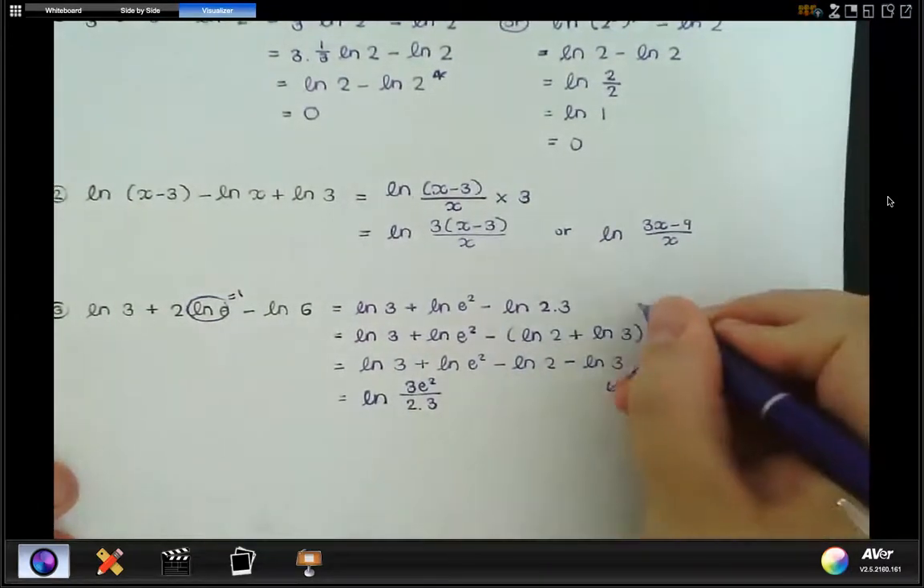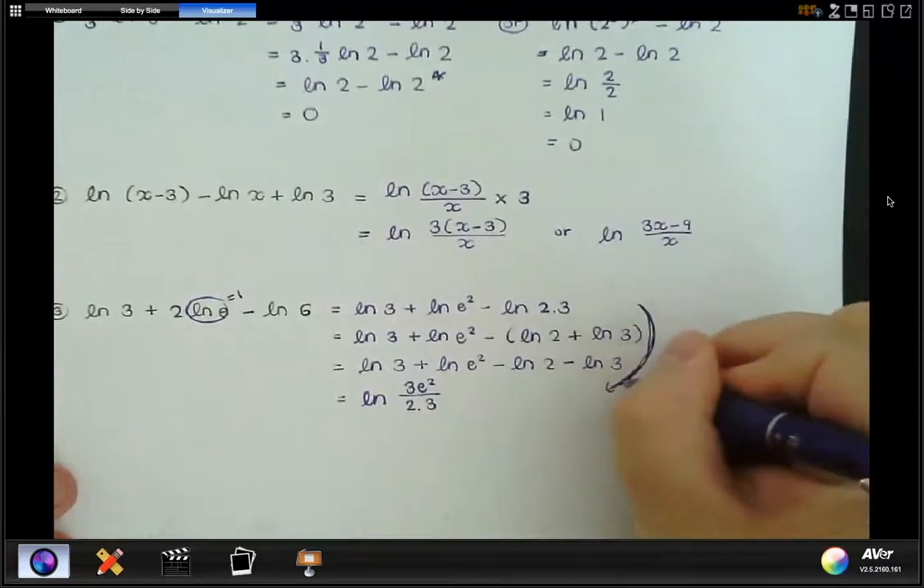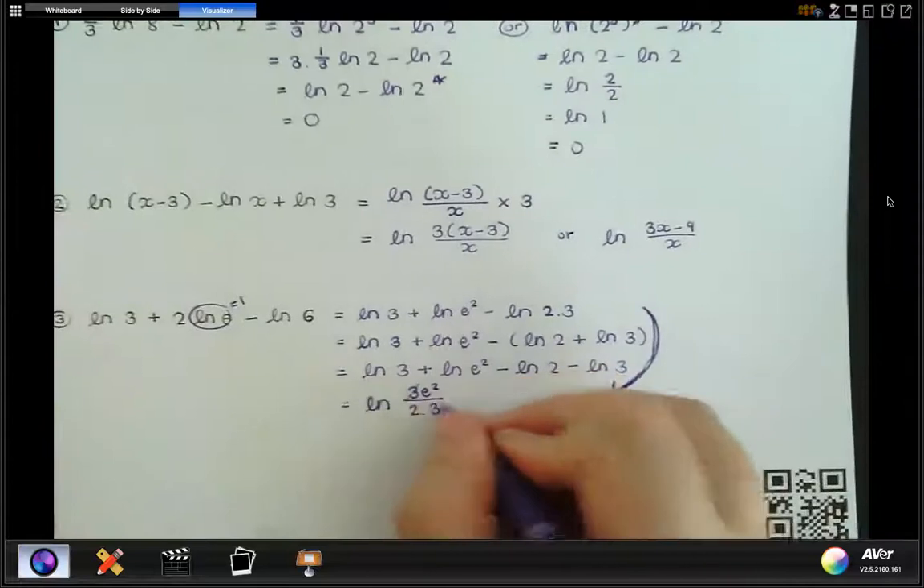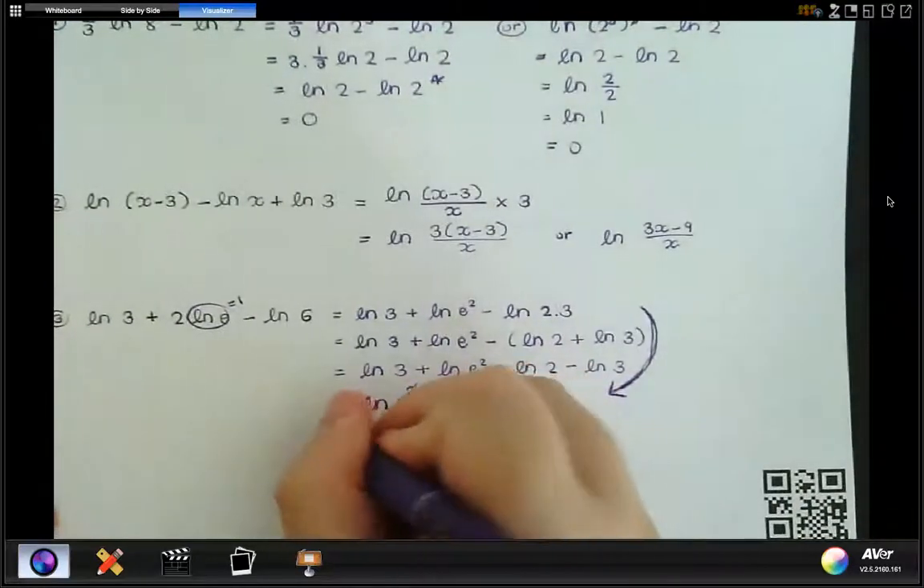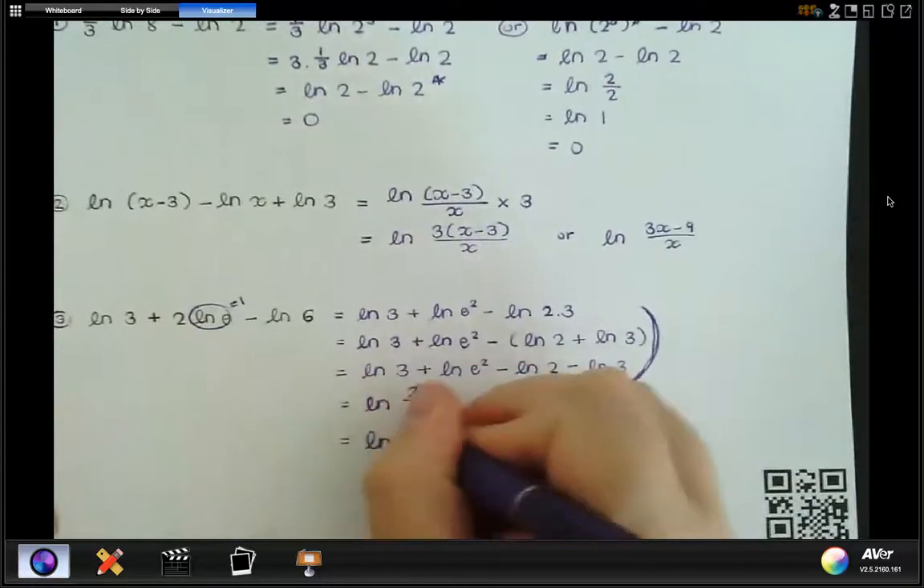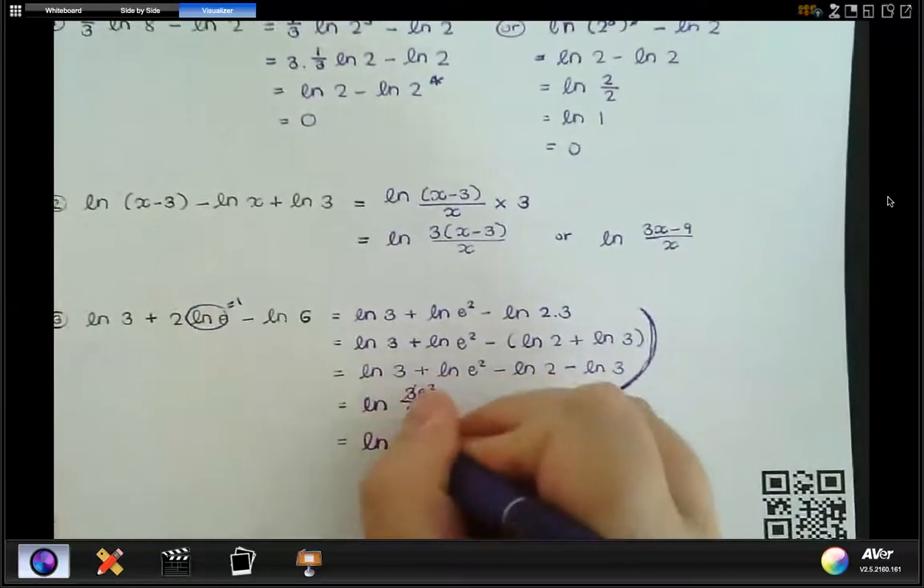Terrible arrow, but there we go. Now let's just simplify it. 3 and 3 can cancel out. So our final answer is going to be ln, oh, this pen is also giving up on me, ln of e squared over 2.